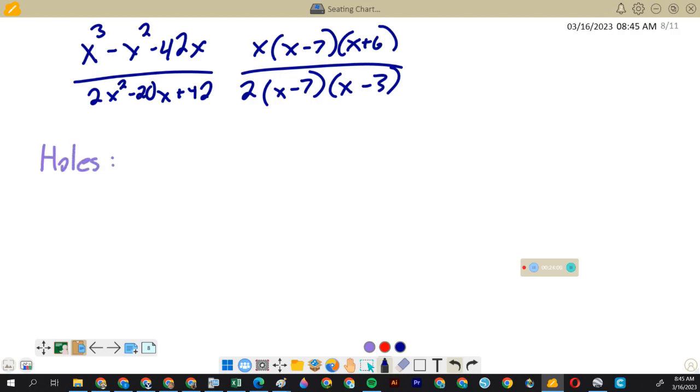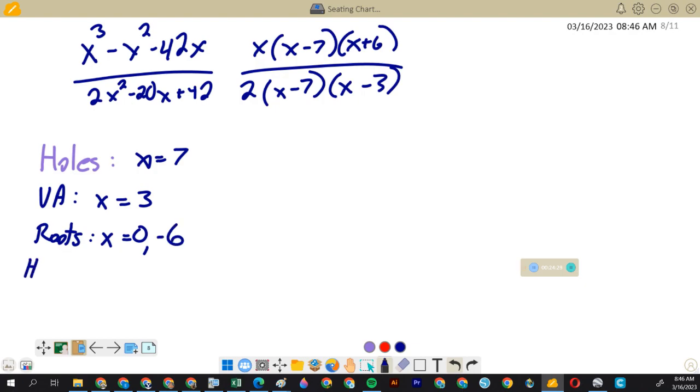Does this have any holes? X equals 7. Does this have any VAs? X equals 3. Does this have any roots? Zero and -6. Does this have an HA? No, the top is bigger than the bottom. So it's not an HA, it's an SA, a slanted asymptote.